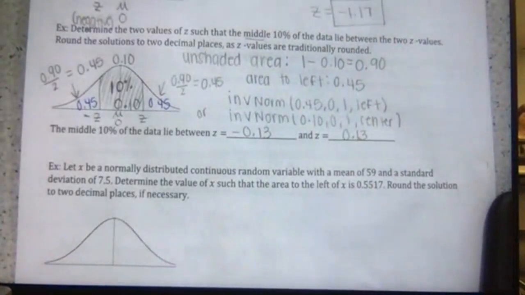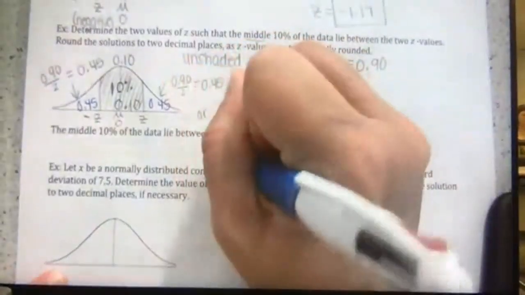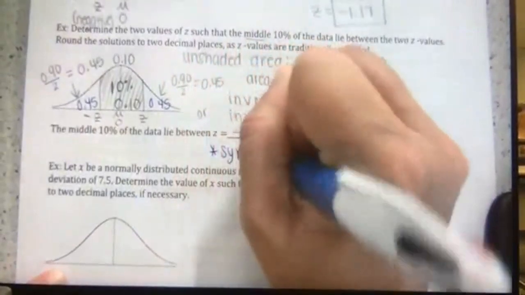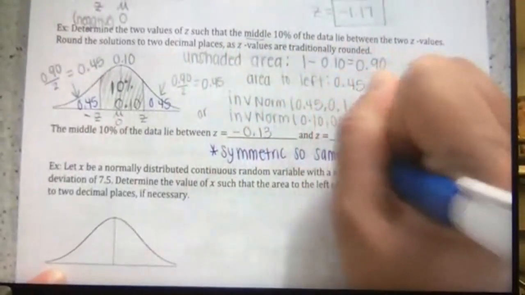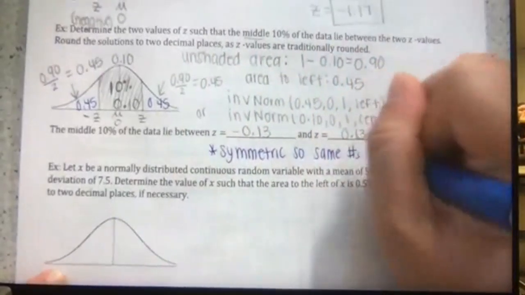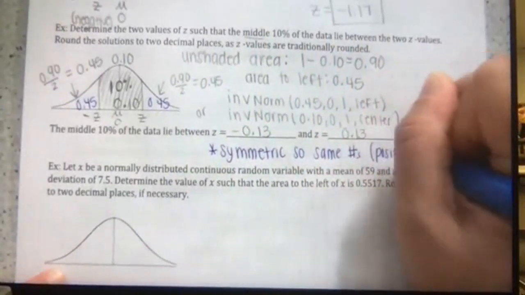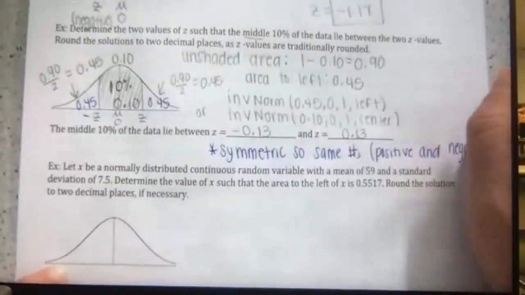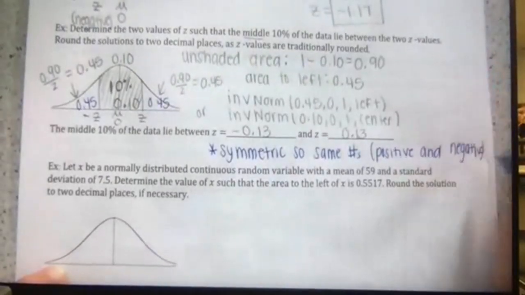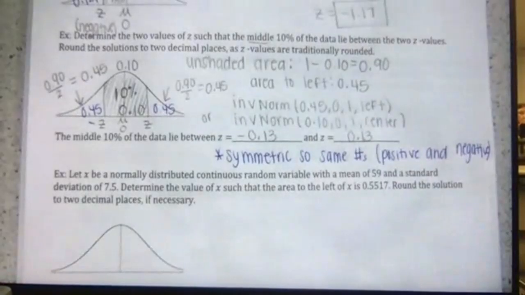It's the same numbers because of symmetry. So same number, one's positive, one's negative.